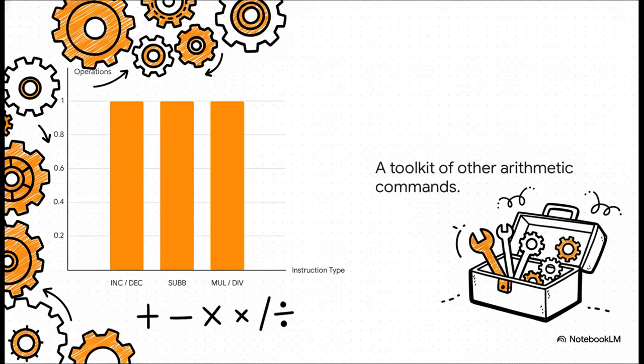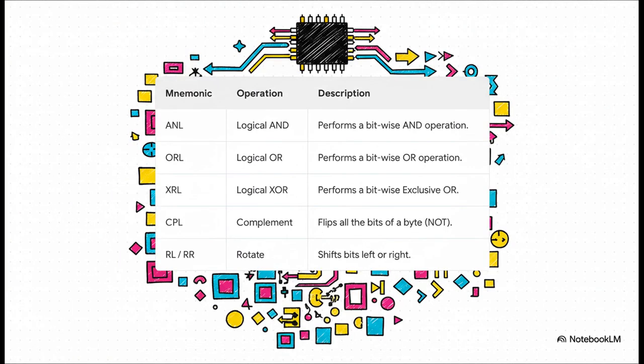And here's a big one: you have dedicated instructions for multiplication and division. That's a huge deal, because not all simple processors have that. But it's not just about math. The 8051 can get down to the level of individual bits. These logical operations AND, OR, XOR are absolutely crucial for things like checking if a sensor's on or turning on a single LED. You can even flip all the bits in a byte with CPL or shift them all around with rotate instructions. It gives you incredibly fine-grained control.